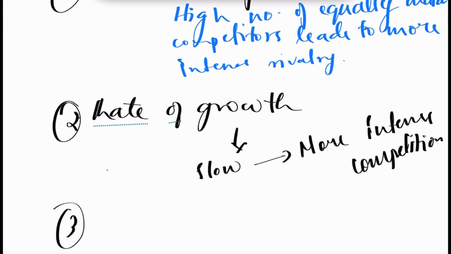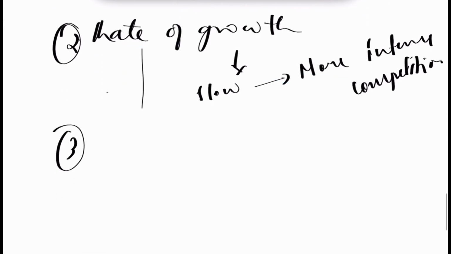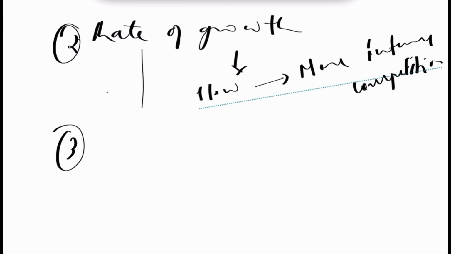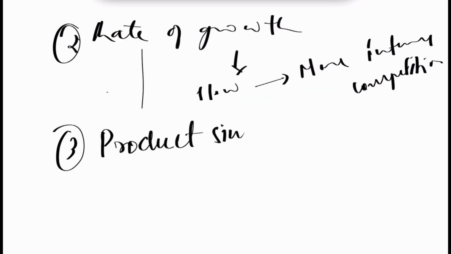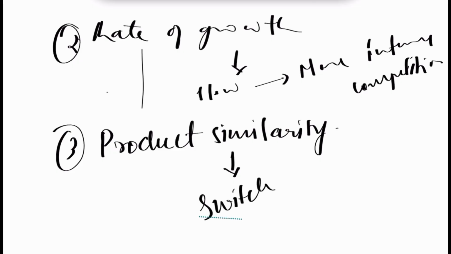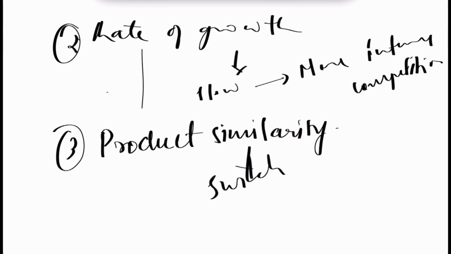Okay, then the third one is product similarity. When the products are similar, the customers can switch. When the products are similar, customers can switch the product easily. Then companies will compete more aggressively on price and features.